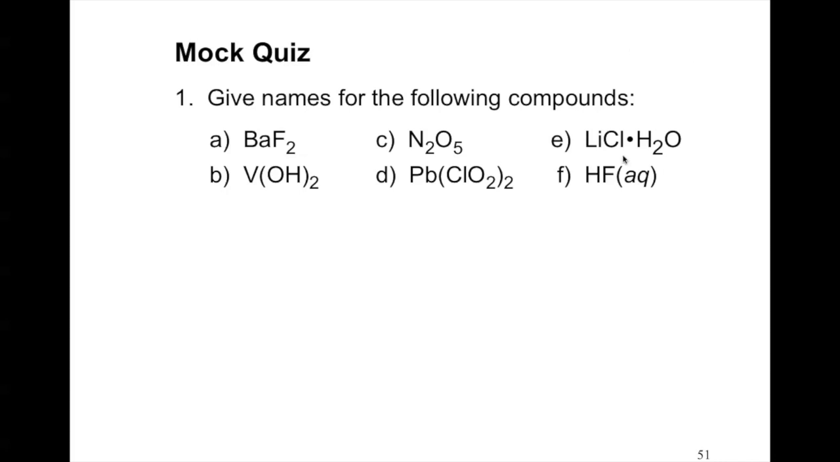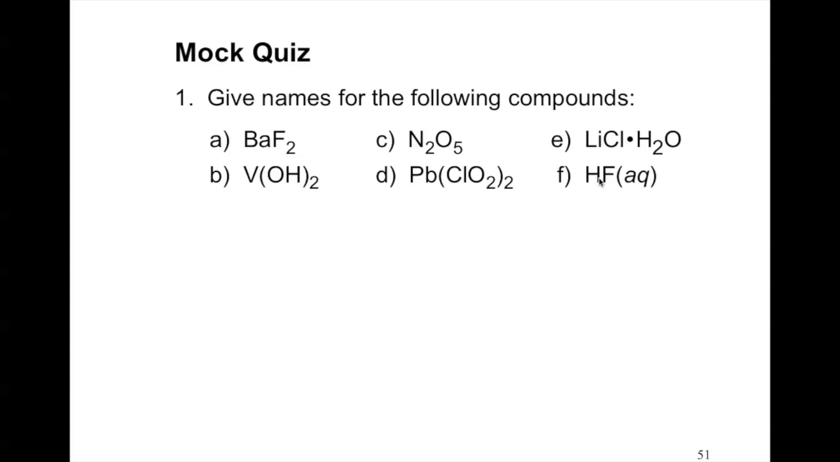All right, compound E is an ionic compound. Lithium's a metal, chlorine's a nonmetal, so you name it lithium chloride, but it's a hydrate. So we recognize that there's just 1 water molecule for every lithium chloride in the formula unit, so you'd name it lithium chloride monohydrate.